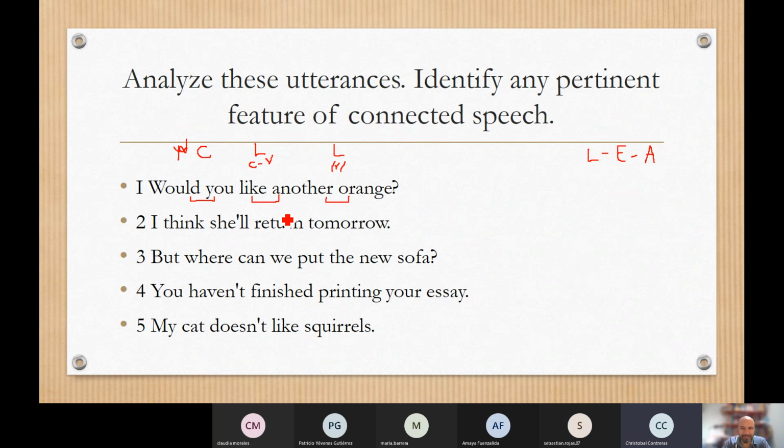Yes, sir. Just to understand, when you talk about the elision, do we have to say that there's an elision, for example, of the L sound in would? Do we have to do that or not? That is also possible.